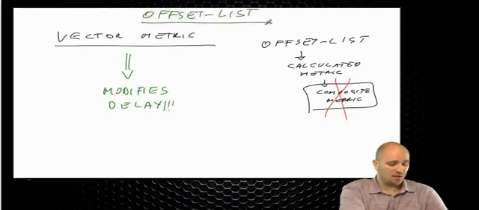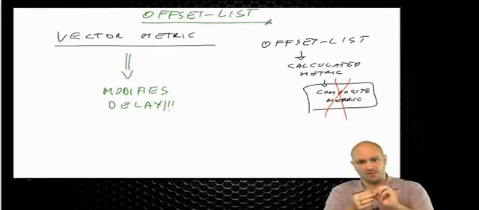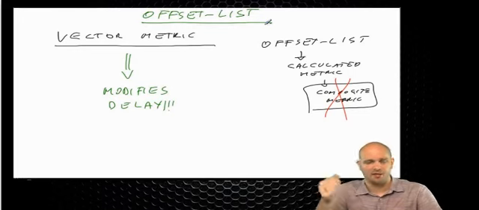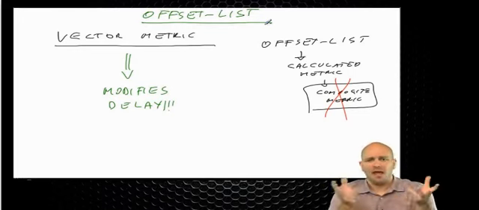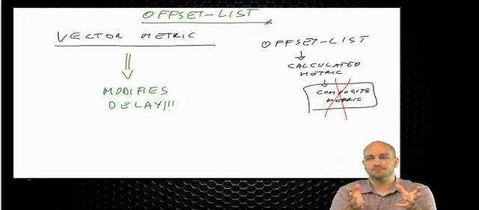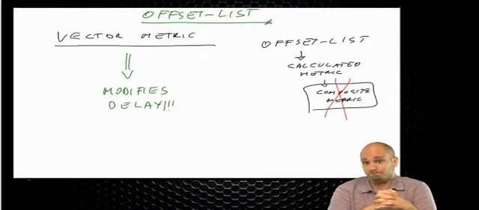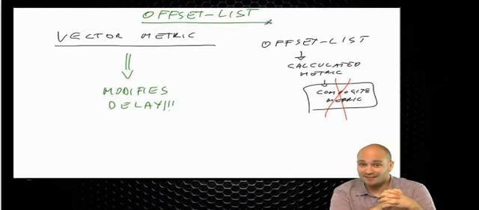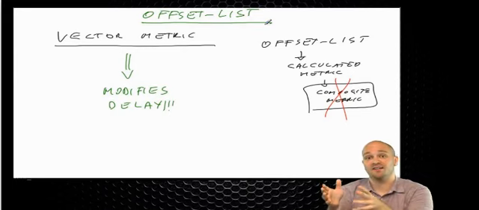Because imagine that you had in your lab a task that says, make sure that router R1 is preferring this path over this path, and by the way, do not modify delay in any way. And you're thinking, oh yeah, that's cool, I'll just use the offset list. Well, how did that go? Why did you lose points on that particular task? Well, because you used the offset list. You have modified the delay.